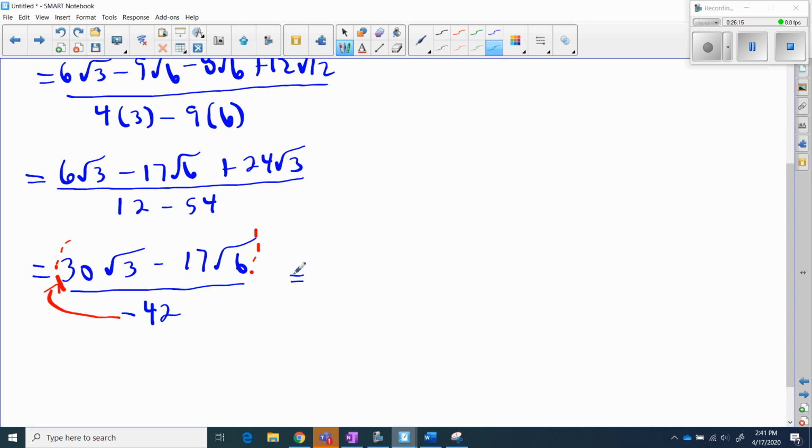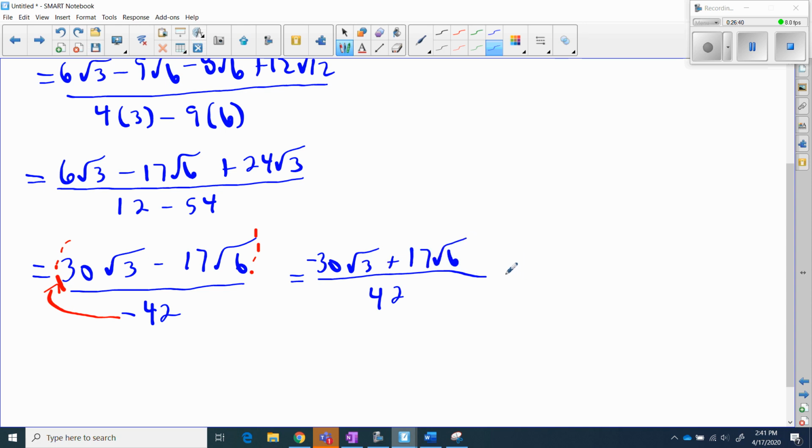Sometimes students look in the back of the book and they don't see this, and you probably won't. In a math textbook, they normally would not put a negative in the denominator. They would write it like this instead. So change that to 42. Push the negative to the numerator, but it goes to everything in the numerator. Negative 30 radical 3, and then that would switch to plus 17 radical 6.